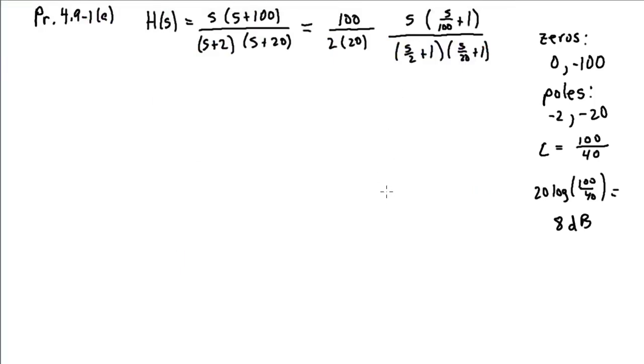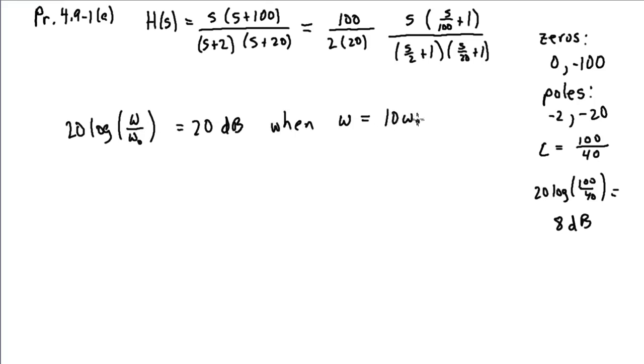Let me do mention one thing though that can be helpful in doing this magnitude response. You mentioned that a term like omega over omega 0 is equal to 20 dB when omega is equal to 10 omega 0, a decade above omega 0. When omega is equal to 100 omega 0, 20 log of 100 is 40. And that's a 20 dB per decade rate.